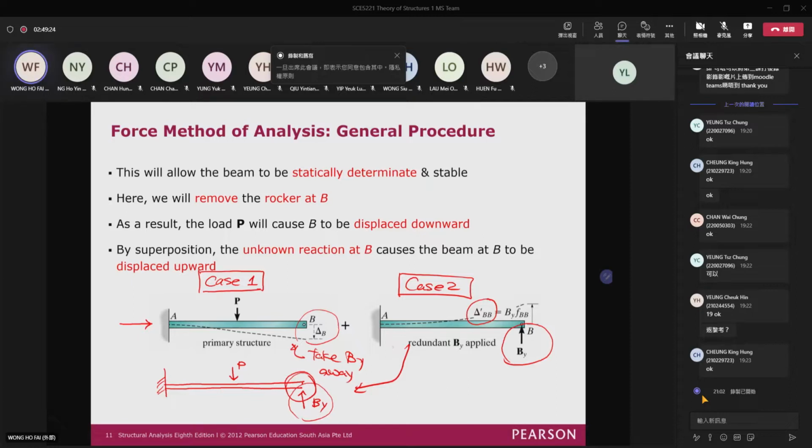So if I add them together, I assume that going downward is negative. So negative delta B, and then plus delta dash BB, because this one is going downward, the deflection, this one is going upward. When they add together, it must be equal to 0. Because originally here is actually a support. There's no deflection at this location. Do you agree? So this is a new equation that we just developed. We call that a compatibility equation. Together with the equilibrium equations, then I have four equations. Then I can solve for 4 unknowns, right?